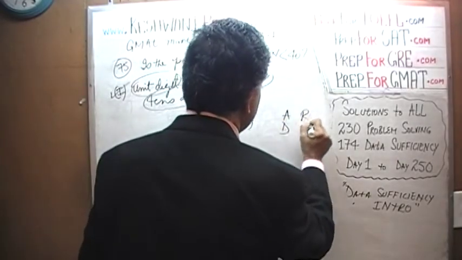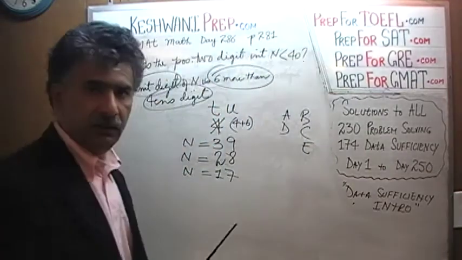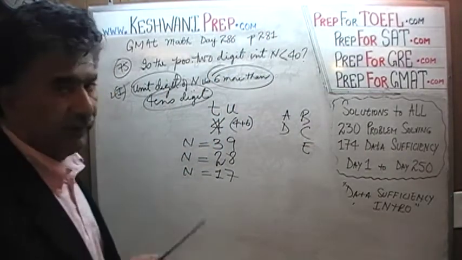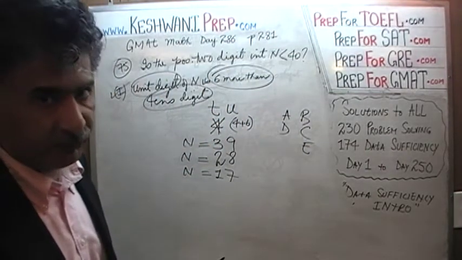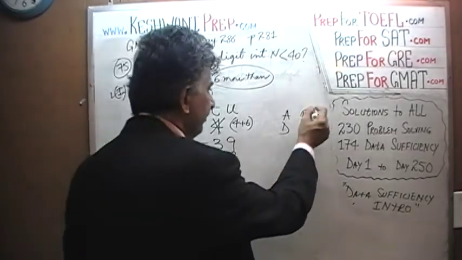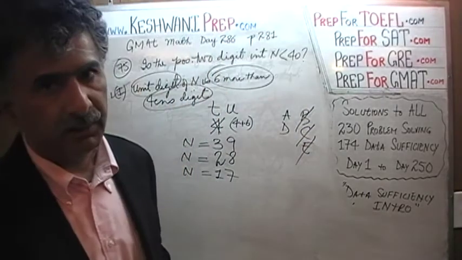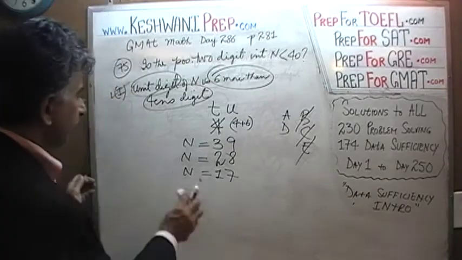A, D, B, C, E. Because we just established that the first statement by itself is enough, we know now the answer cannot be B, C, or E. It would have to be either A or D. Let's look at the second statement.